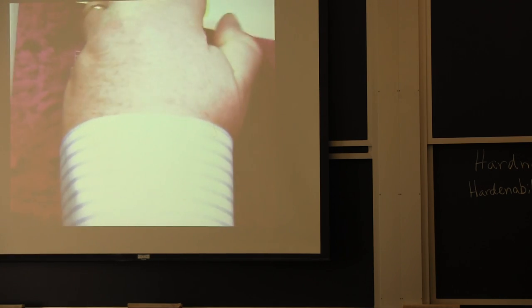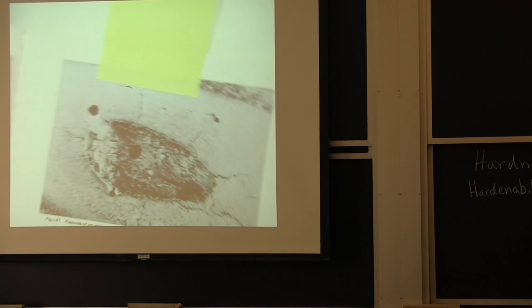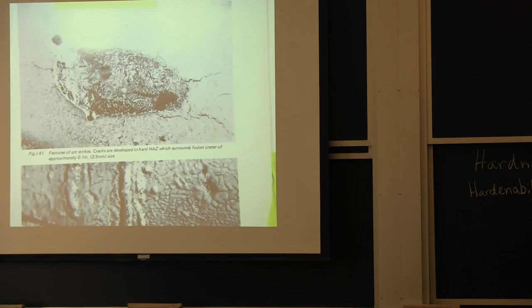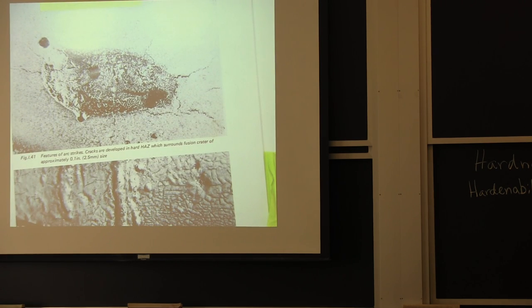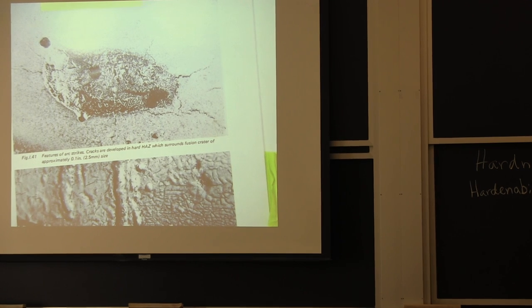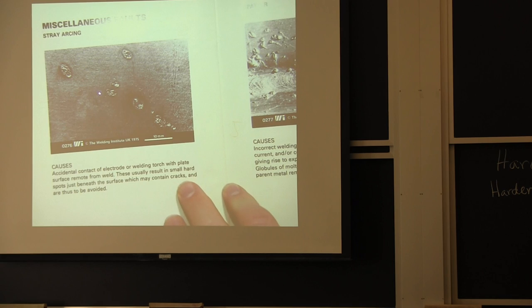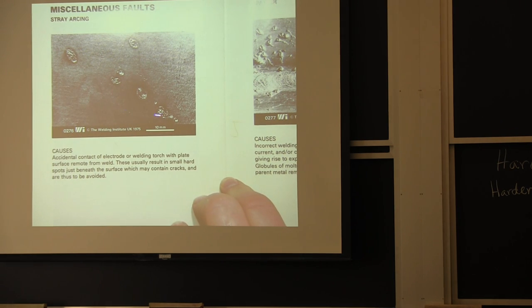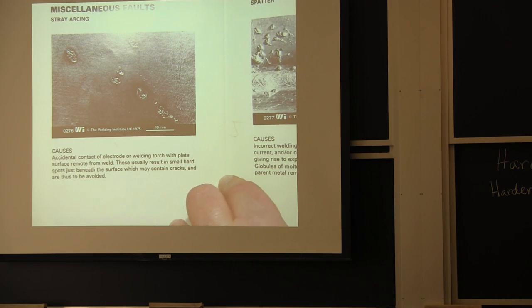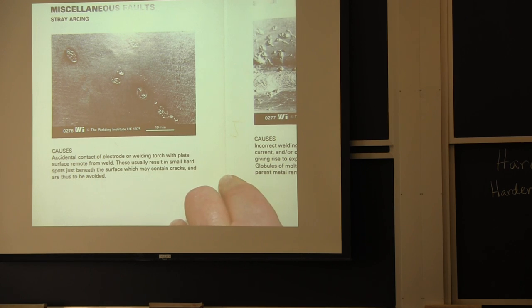Now, I'll give you another example. If there's something as innocent, let's say, as an arc strike, which is just something where someone hits the arc against the steel somewhere where they didn't intend. These are stray arcs. It's not in the weld zone, but the guy's got his helmet on. He can't see through it unless the arc is giving a lot of light. And if he accidentally hits the steel somewhere, you'll get a little arc strike.